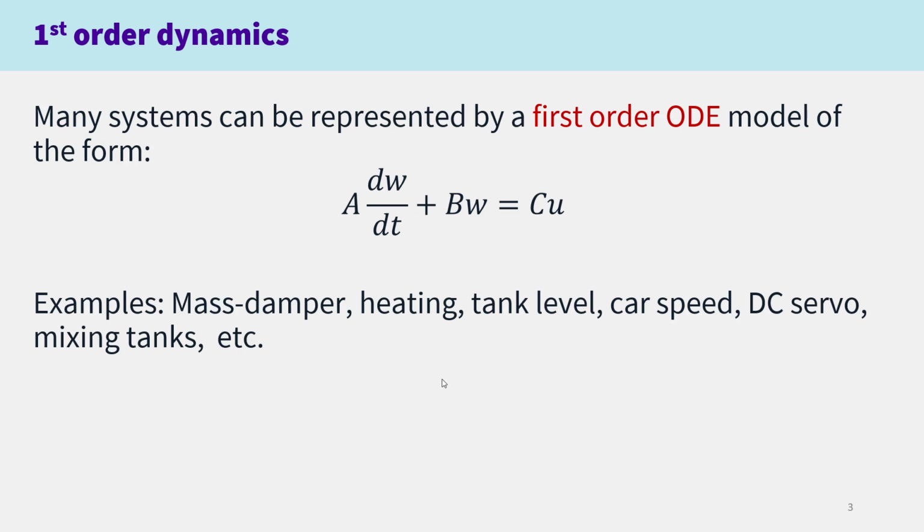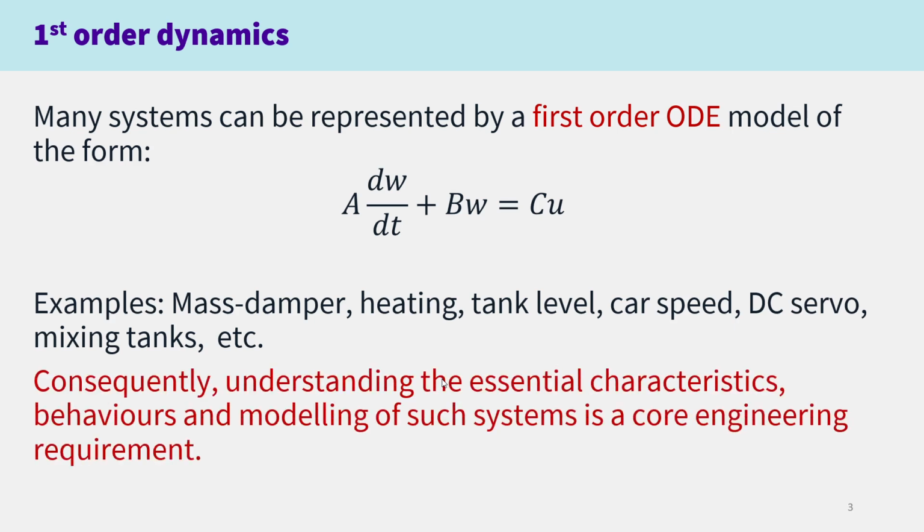First order dynamics then. So many systems can be represented by a first order differential equation of this form: a dw/dt plus bw equals cu, w the state and u an input. Common examples are things like mass damper systems, heating, tank level, car speed, DC servo and so on. Consequently, understanding the essential characteristics and behaviours and modelling of these systems is a core engineering requirement.